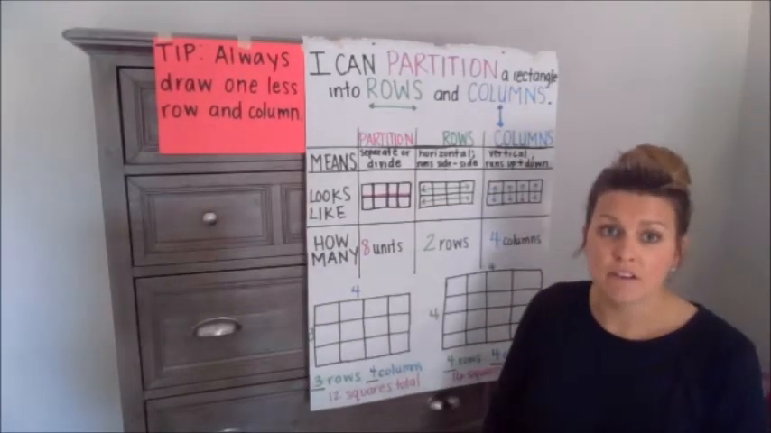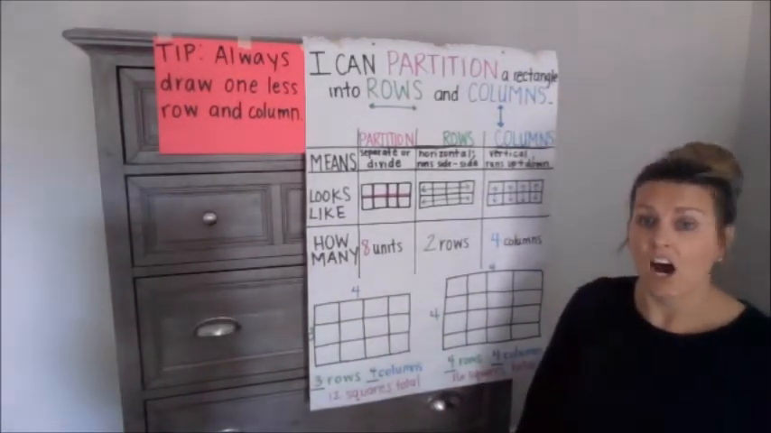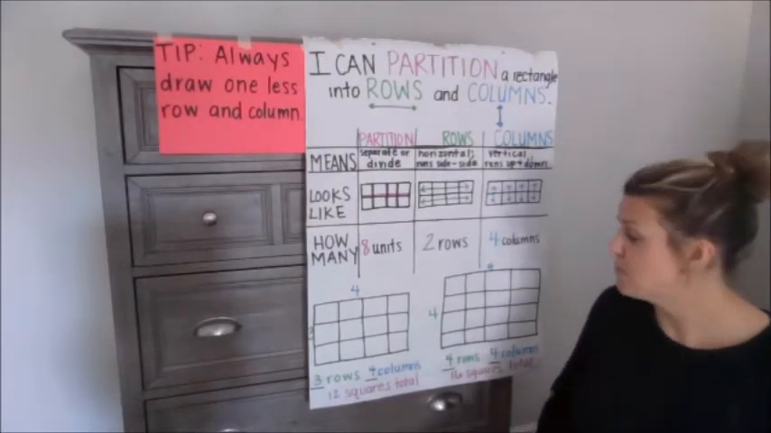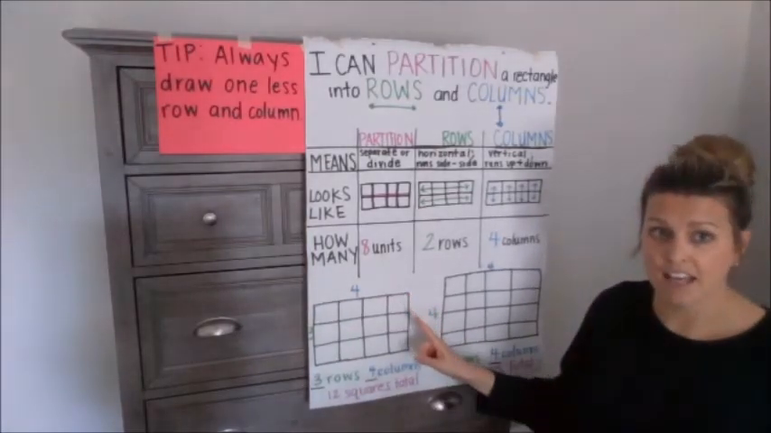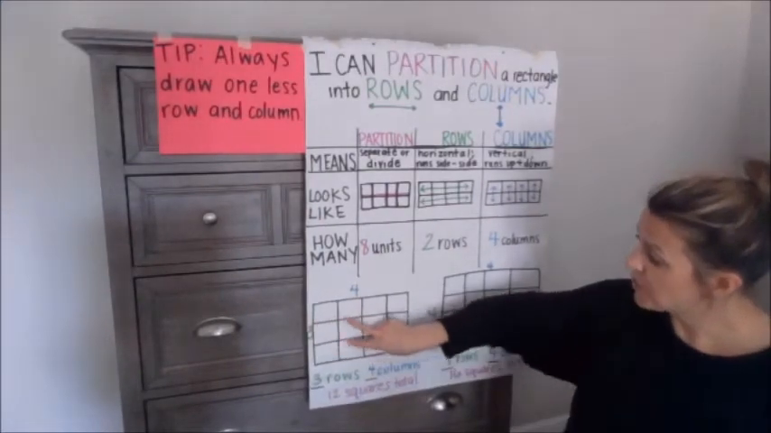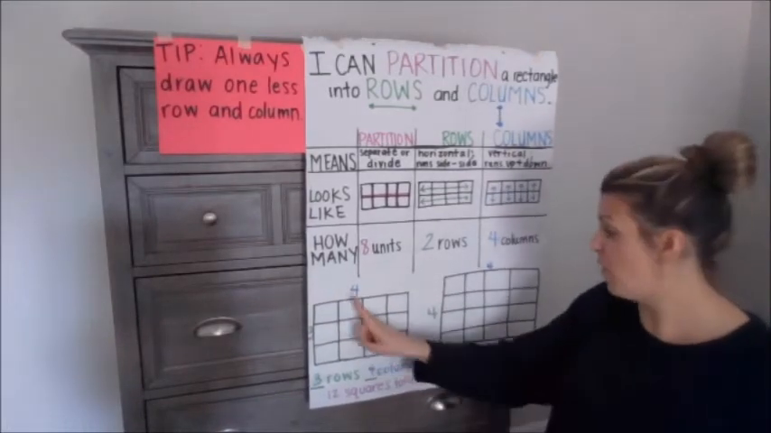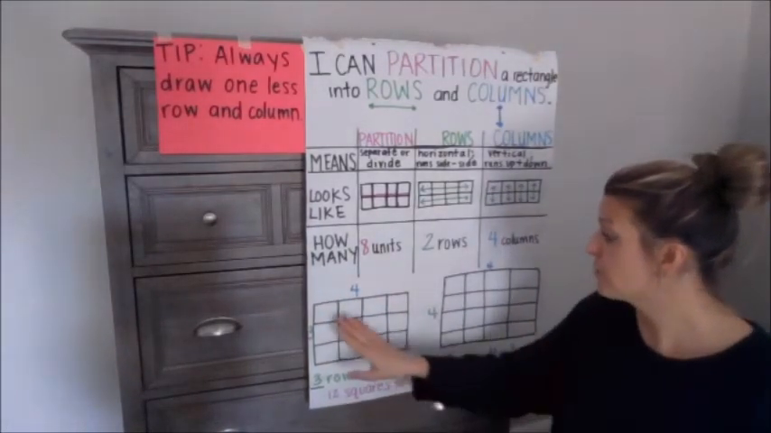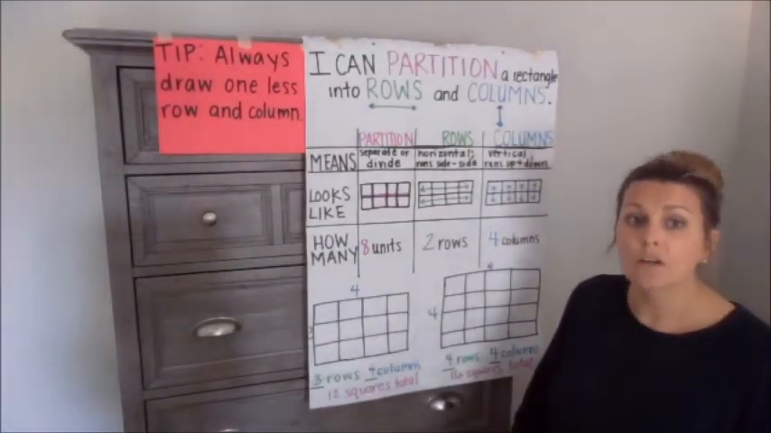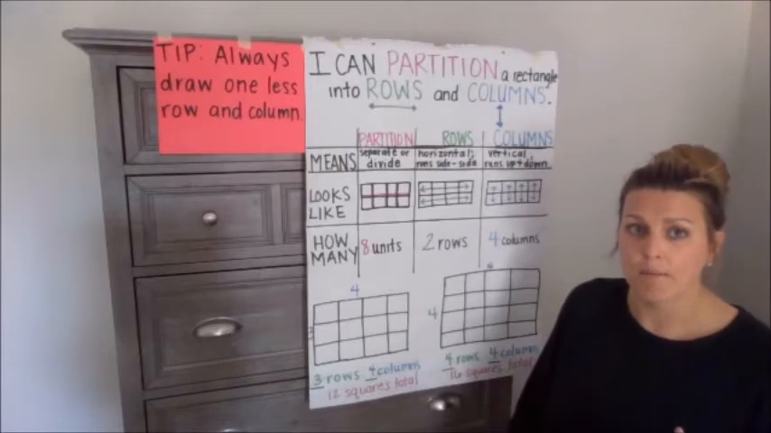Now, I have a very, very important tip that I want to tell you about that's on my pink sheet of paper up here. On my pink sheet of paper, it says, always draw 1 less row and column. So when you're looking here at my rectangle, when I was drawing my rows, you notice I only drew 2 lines, and that made 3 rows. And I only drew 3 lines for columns, which made 4 columns. So you always draw one less line. It's very, very important when you are drawing them on your own that you remember that important tip.